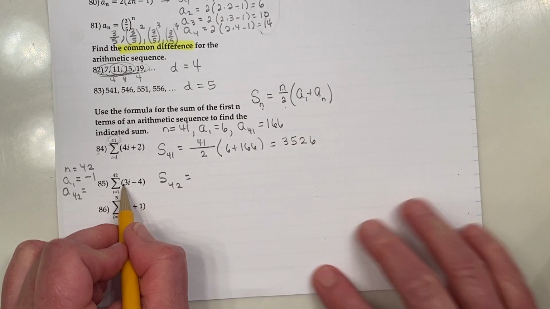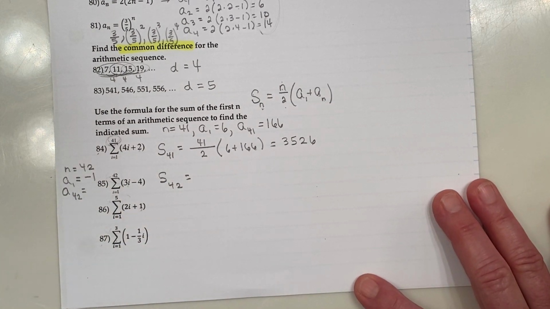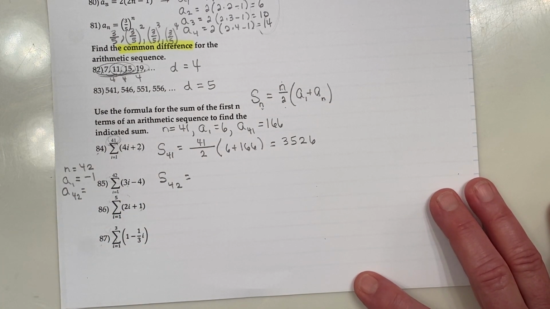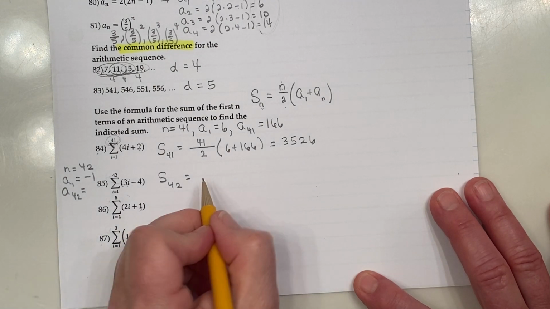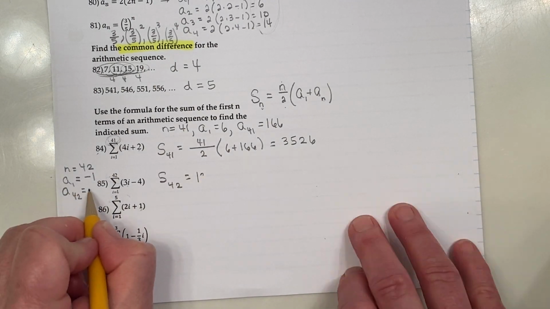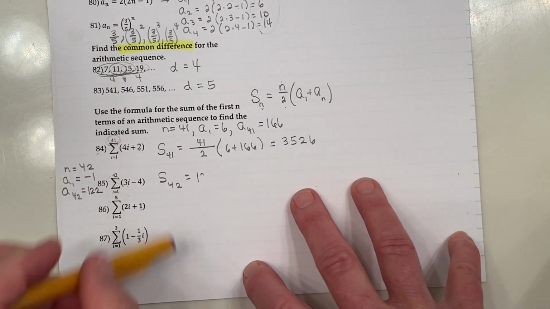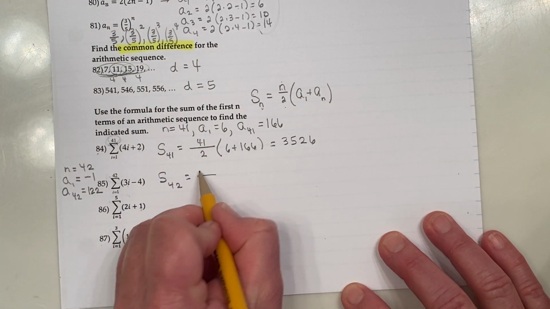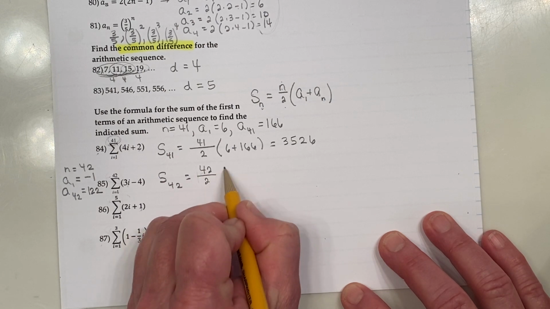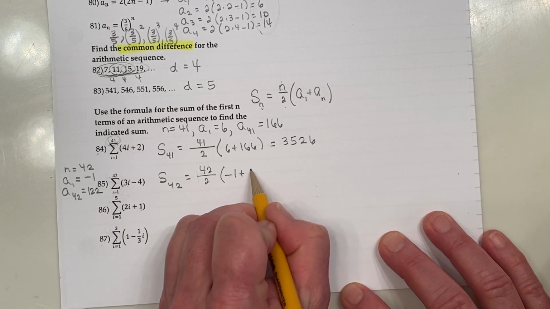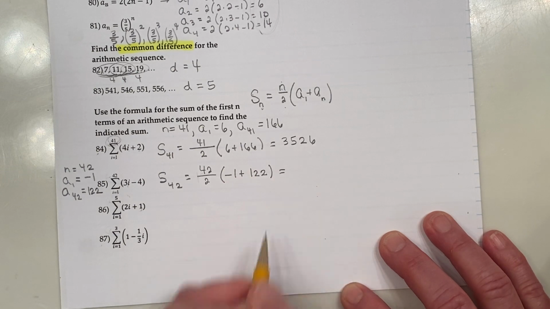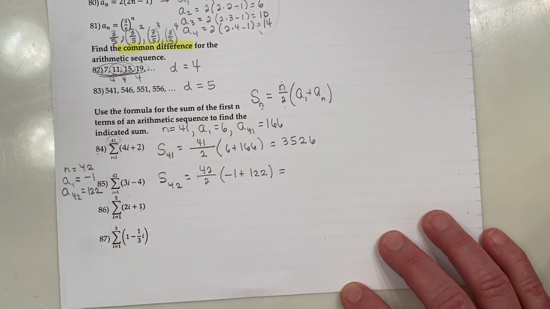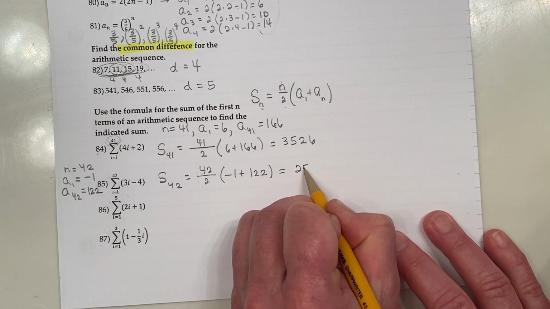So 3 times 42, 126, yes, minus 4, 122. Oh, what am I doing? That goes here, 122. Right, this was getting ready for the sum. So the sum is 42 divided by 2, and then let's add negative 1 plus 122. And I got 2541.